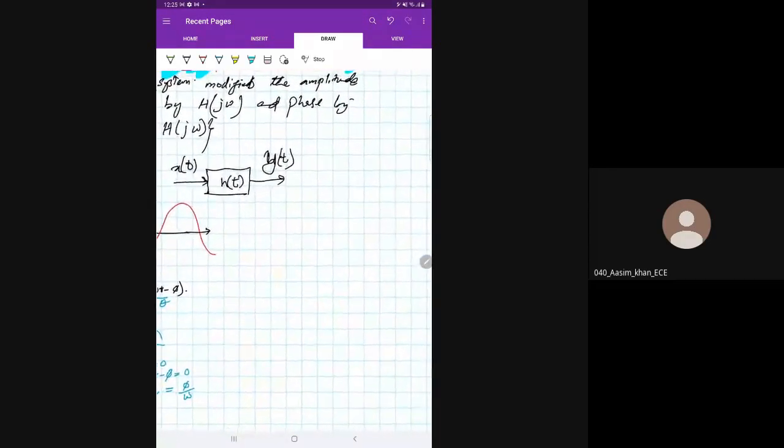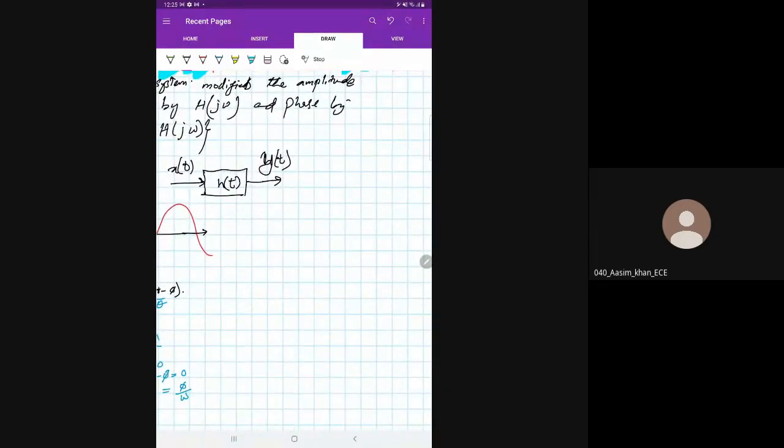But when we changed x of t, we passed it through the system, we have now y of t. Okay, so y of t will be equal to this one. Is it fine?